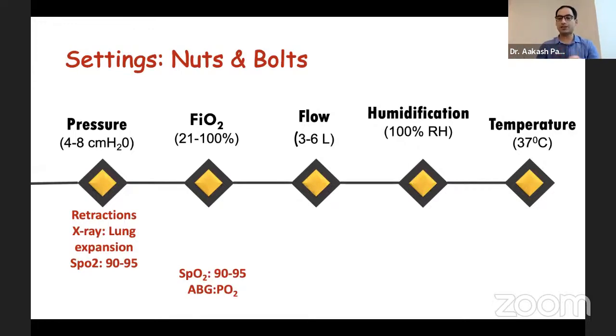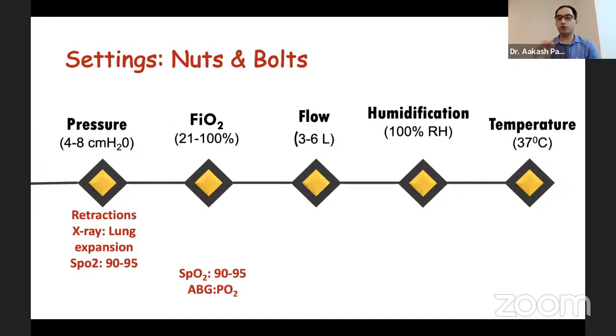Flow should be started with 3 to 4 liters. It should be enough to generate a continuous bubbling both during inspiration and expiration. If there is no bubbling, please look for leaks. Most commonly, either the baby is crying, the mouth is open, or the nasal prongs are not snugly fitted into the nose. There is a leak at the interface. Then, if these things have been taken care of, only then increase the flow.